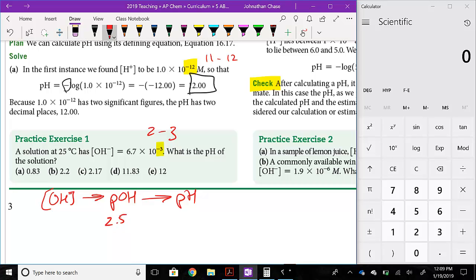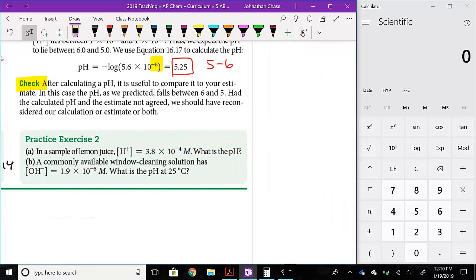Well, if it's a 2.5 on the pOH, I recall that pH plus pOH is always equal to 14. So I can subtract 2.5 away from the 14 and get a ballpark figure that my answer should be somewhere in the 11.5 range. By looking at all of the options, I can eliminate a lot of these other choices, and I have 11.83 and 12. The best choice closest to this is going to be the 11.83. I know it's not going to be 12 because it wasn't 1 times 10 to the negative 3rd or 10 to the negative 2. Cool? So that is our mental math approach that we always do on these multiple choice questions.